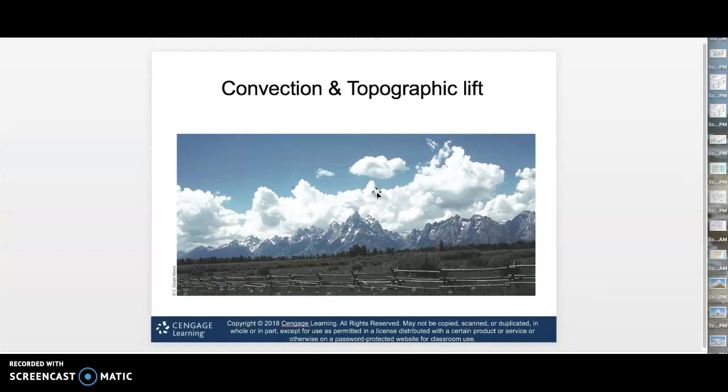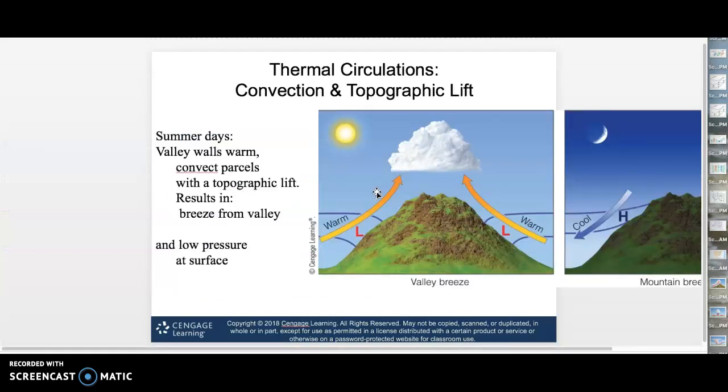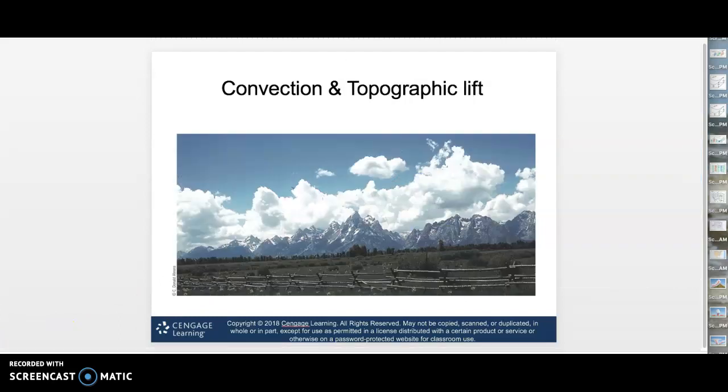Oops, sorry about that. Let me go back. Sorry. These are the Grand Tetons. Beautiful picture right around Yellowstone.